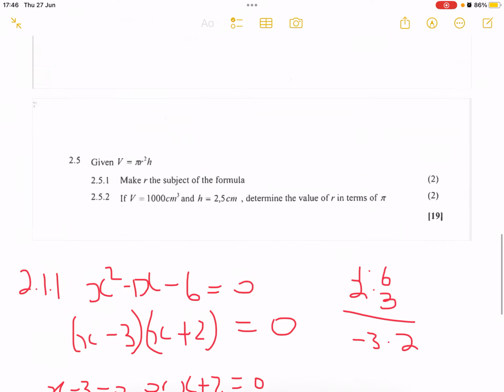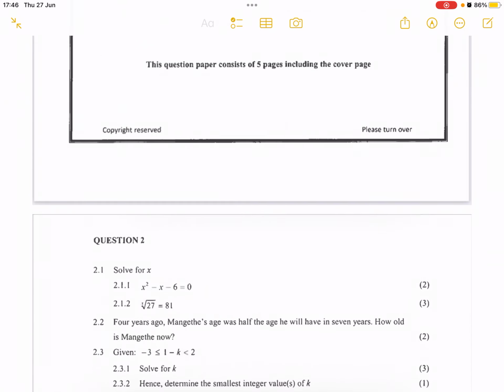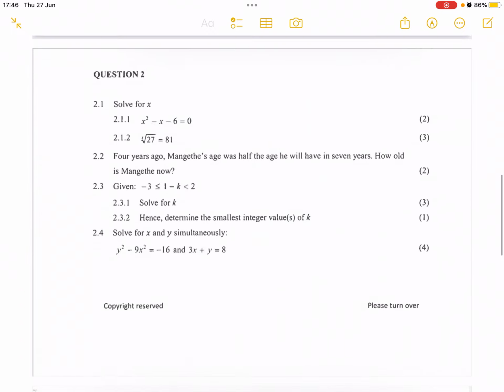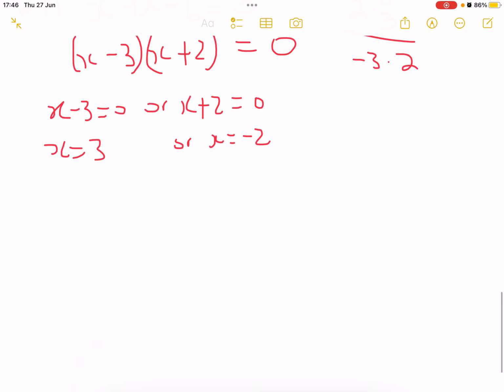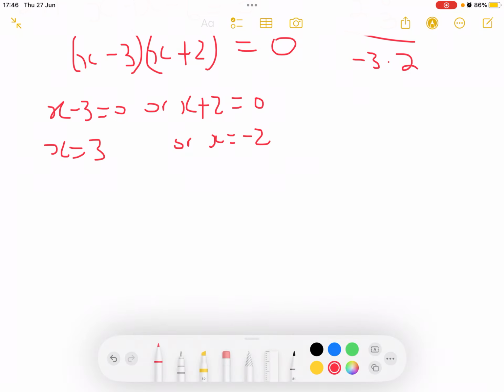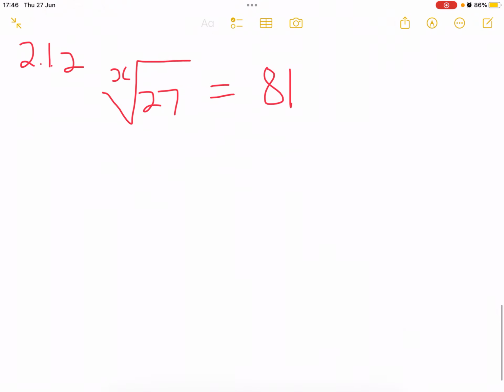And then we look at the second question, that is the x root of 27 is equal to 81. This is more of an unusual one for Grade 10, and 2.1.2 I would expect it in Grade 11. But this is the x root of 27, which is equal to 81. Let's see how we can simplify this one.